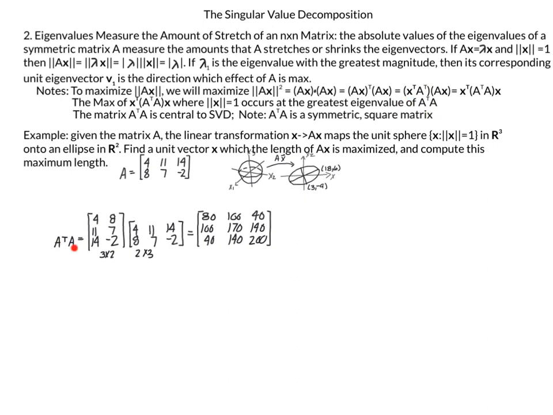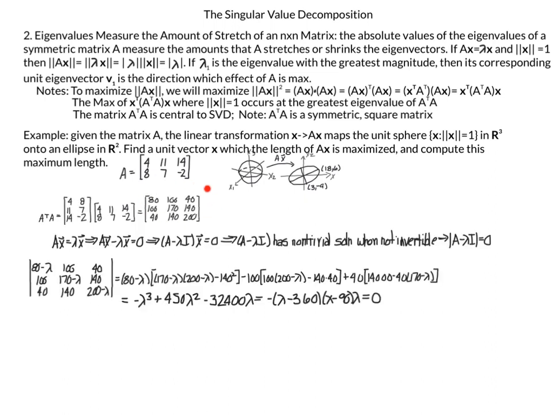So here I multiply A transpose times A. I take the first row to make it a column 4, 11, 14. The second row becomes the column 8, 7, negative 2, multiplied by my 2 by 3 matrix. And I get this 3 by 3 matrix. And remember, whenever you multiply A transpose A, you're always going to get a square matrix. It's a 3 by 3 with column vectors (80, 140, 100), (170, 140), (40, 140, 200).